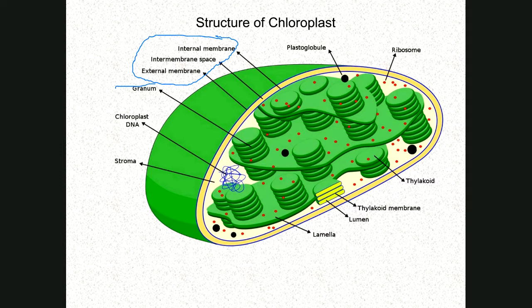And the thylakoid has a membrane. We call that the thylakoid membrane, and it has a space that we call the thylakoid space or lumen. So the granum is an assemblage of thylakoids. And thylakoids, what are they? They are membranous sacs within the inner membrane.